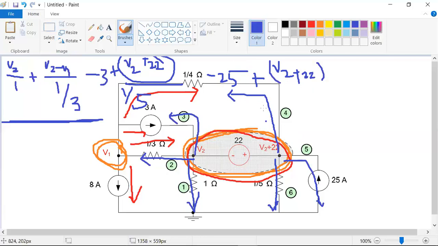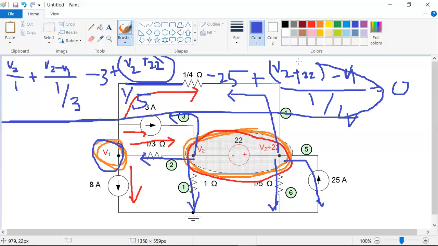V2 plus 22 minus V1 by my resistance 1 by 4 is equal to 0. So this is a very lengthy equation. If you observe this equation, you have only two unknown parameters. One is V1 and V2.